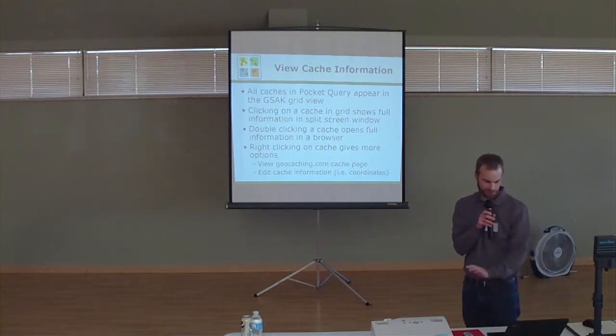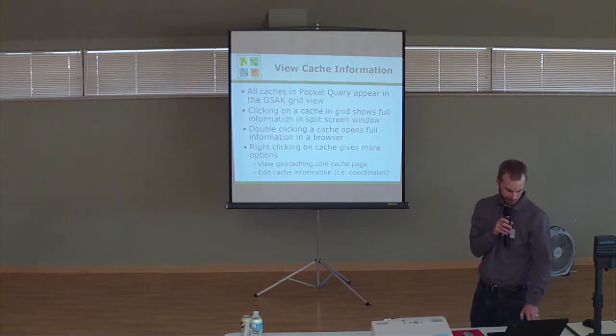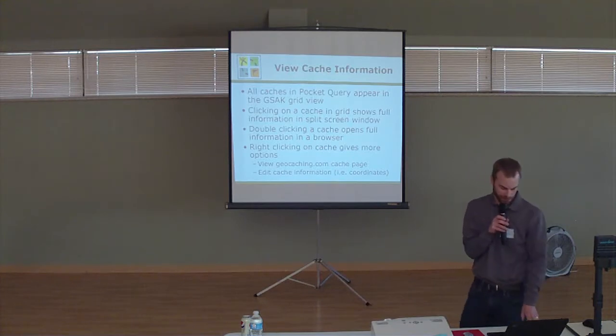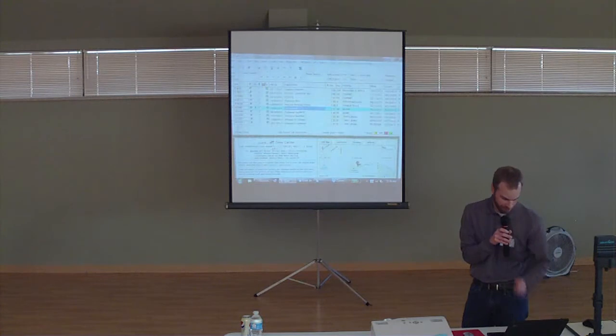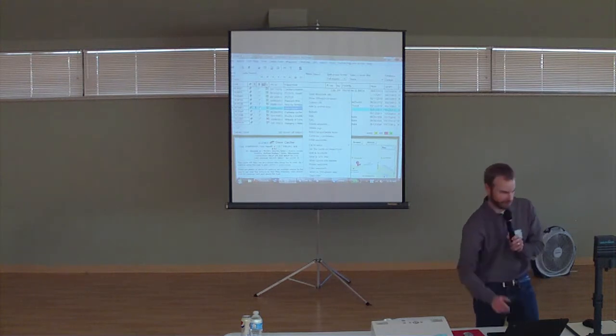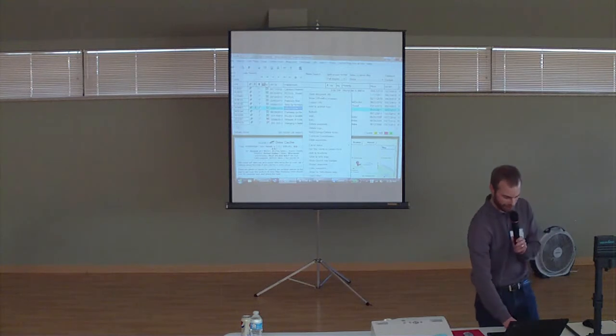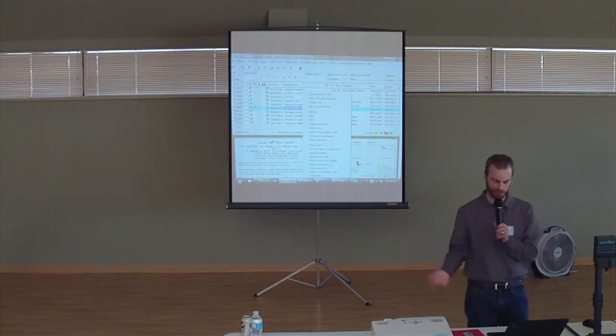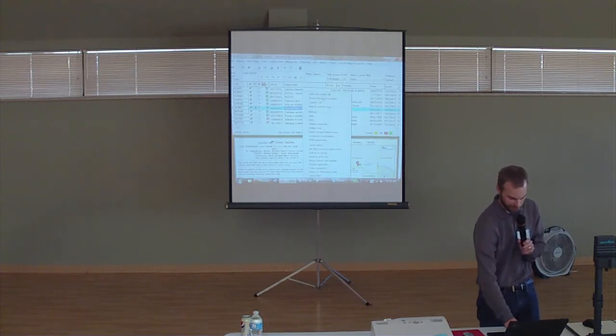Okay, as we talked about, GSAK has a grid view. Double clicking on the cache will open it in your browser so you can see all of it. If you right click on a cache in the grid, there's a whole bunch of other options. As you see, there's all kinds of things. You can go to that URL on the geocaching.com website. You can change the coordinates, like if it's a puzzle cache and you've figured out what the final coordinates are, you can change it by going to edit here.